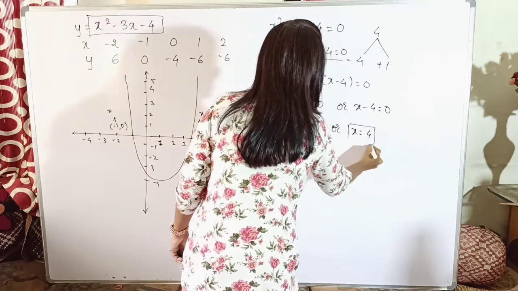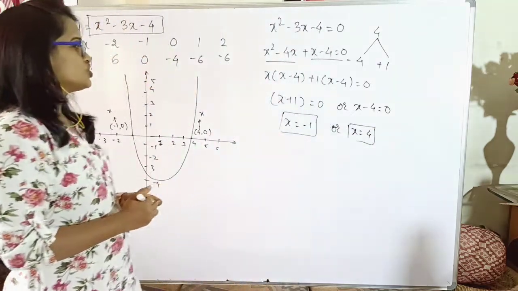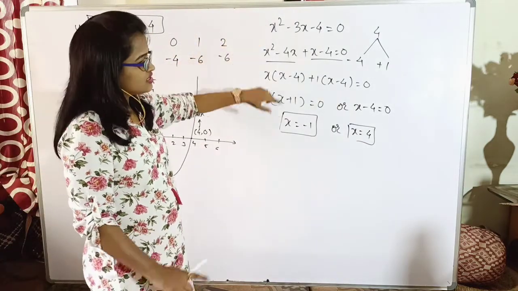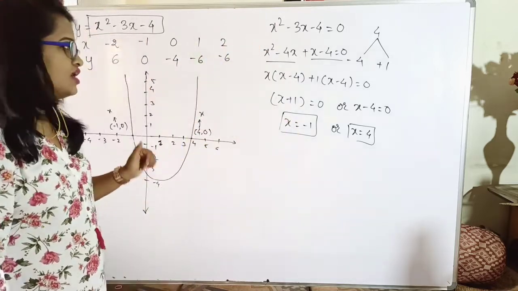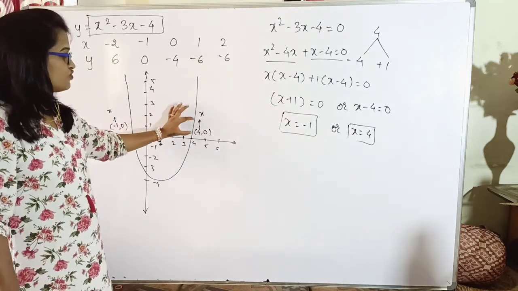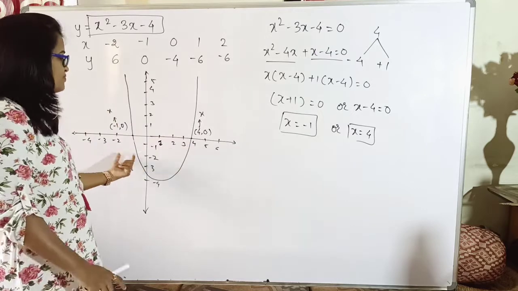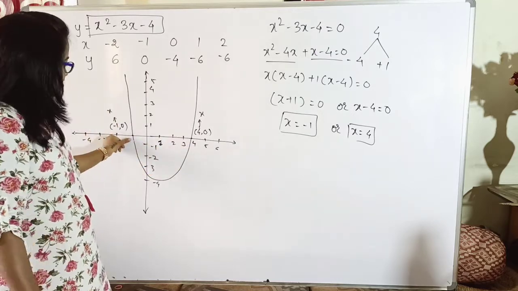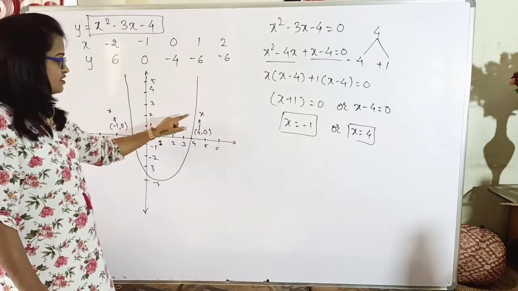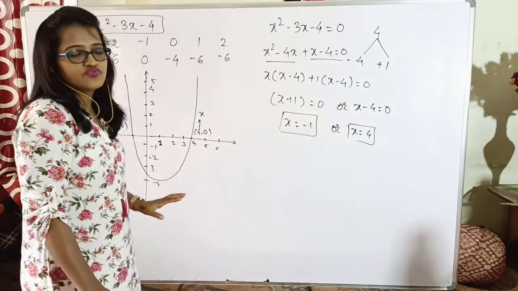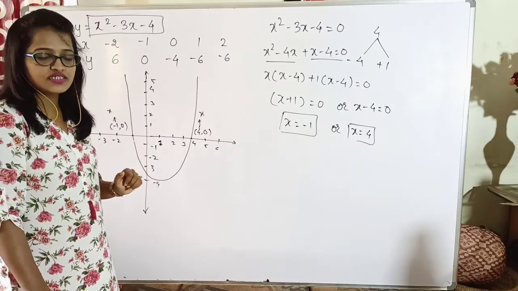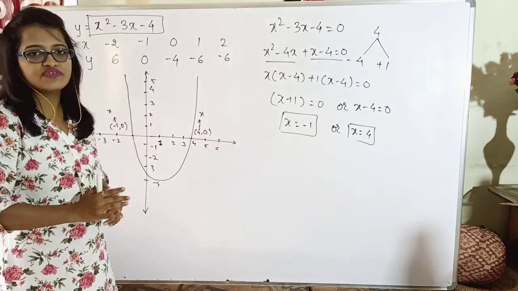So as you can see, these are the two values for which the given polynomial has value 0, or these are the zeros of the given polynomial, isn't it? And from the graph also you can see for the same two values the graph has intersected the x-axis. Here it is intersecting at -1, 0, whereas here it is intersecting at 4, 0. So here the value of x is -1, here it is 4, and these are the same two values for which the equation has value 0.